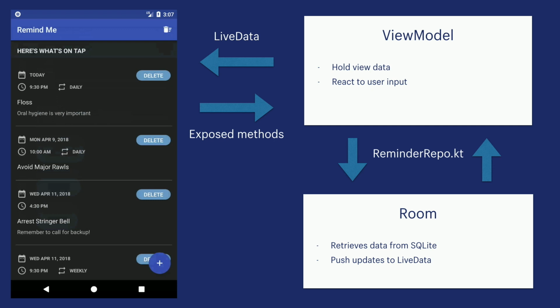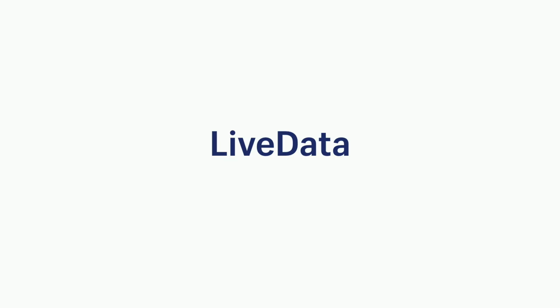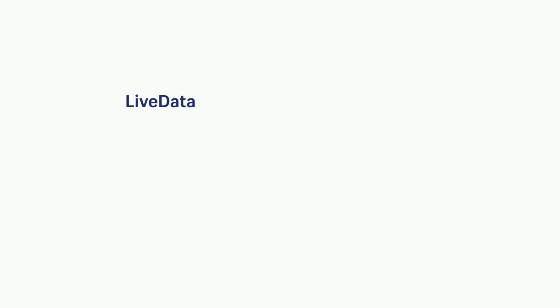And so that's the basic setup of how I set up my app and how I made it work with the architecture components. Now we're just going to go through each component, see how it all works together, and how I implemented it. So first up is LiveData.